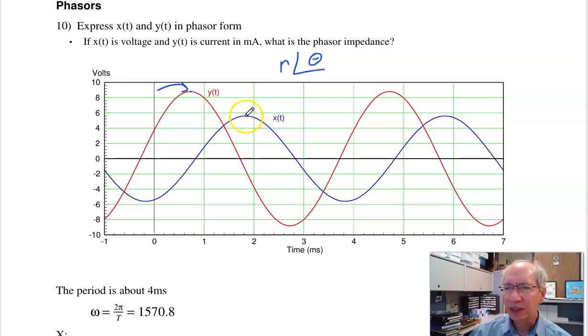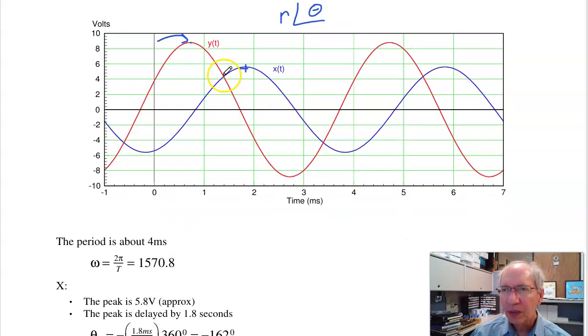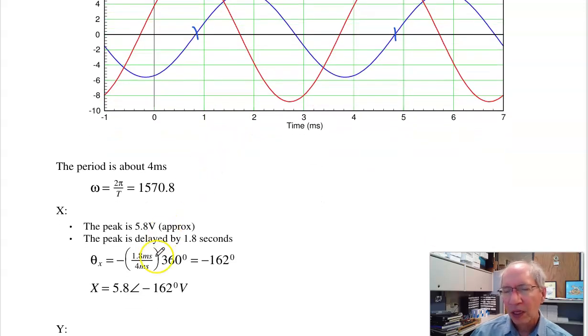So for example, for x, here the peak is about 5.8. The delay is this far, about 1.8 milliseconds. The period, going zero crossing to zero crossing, is 4 milliseconds. So the phase shift is this percentage of one cycle. One cycle is 360 degrees. So x is minus 162 degrees. So this is the phasor representation for x.